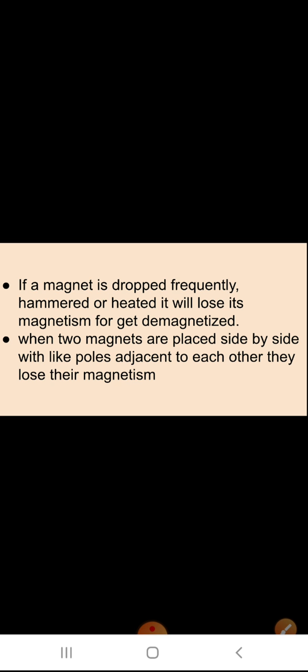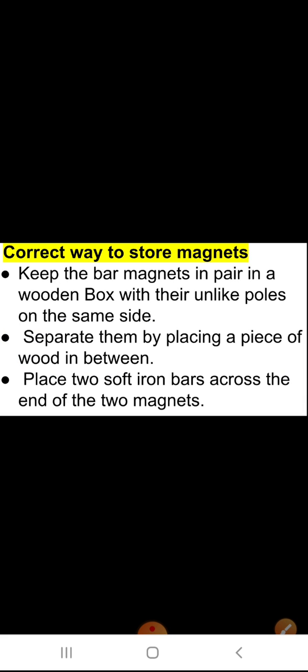And the magnetic properties of a magnet, how a magnet loses its magnetic properties, and the correct way of storing a magnet, this we have also done. So this is the book exercise, fill in the blanks. You can open your book exercise, fill in the blanks first of all.